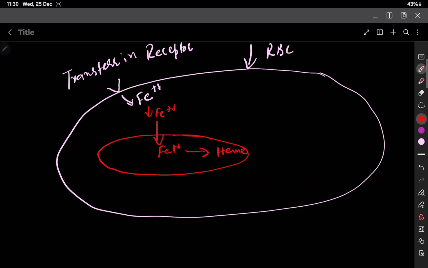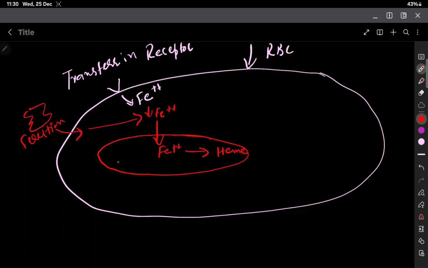It's called heme. Okay, and another source is ferritin. Ferritin is another source of iron. Either it can be transported to the transferrin receptor, or it can come from the ferritin. So iron can come from the transferrin receptor, and it can come from the ferritin also. So this is the iron that comes to the heme.